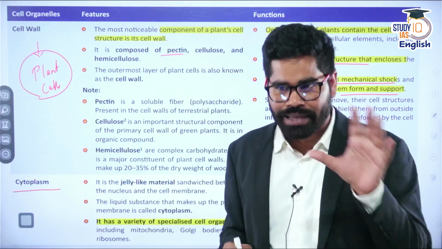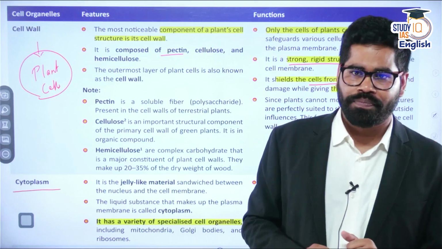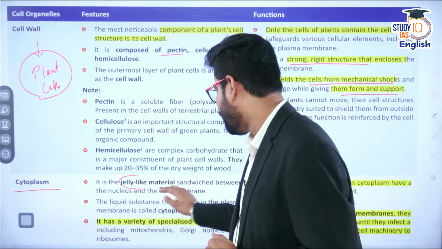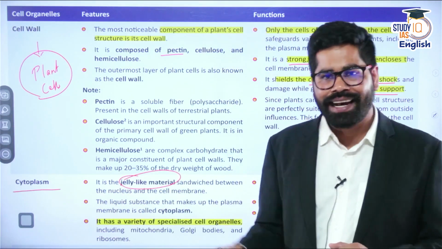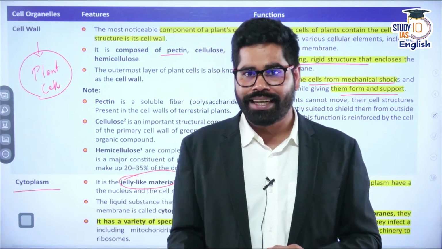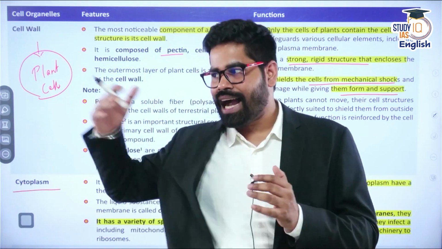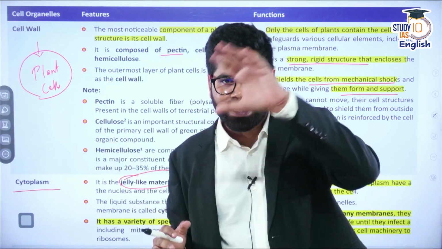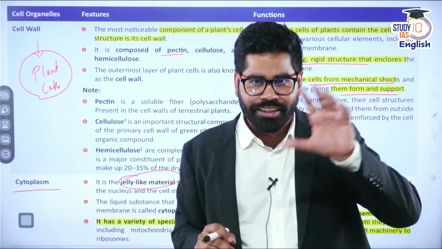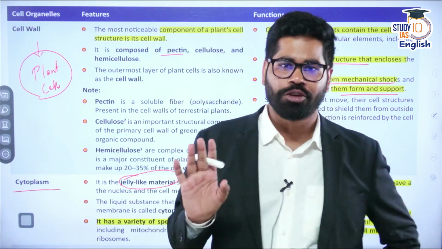And that semi-fluid like system is what we call cytoplasm. This is a jelly-like material and it is present inside the cell. There is one more component of the cell, that is the nucleus. So you can say that between the nucleus and the plasma membrane, the entire area, all the things which are there inside any cell, that is what we call cytoplasm.